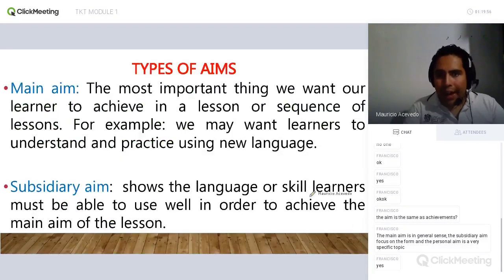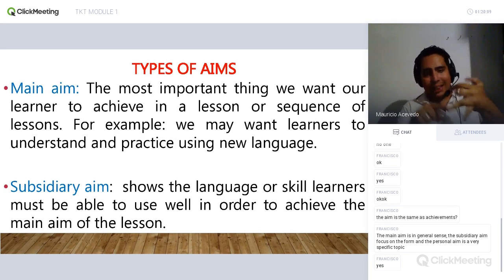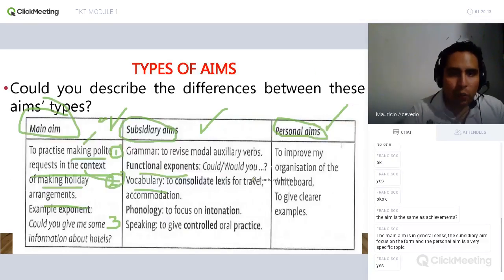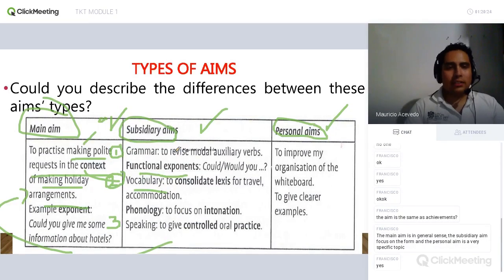Now, subsidiary aims show the language, as you said, the form, or skills learners must be able to use well in order to achieve the main aim of the lesson. So all these, as you say, the form, the language, the skill, the vocabulary, everything that will help you, these subsidiary aims will help you to get the main aim. If they don't exist, or if they don't work on this, they might not be able to get the main aim.